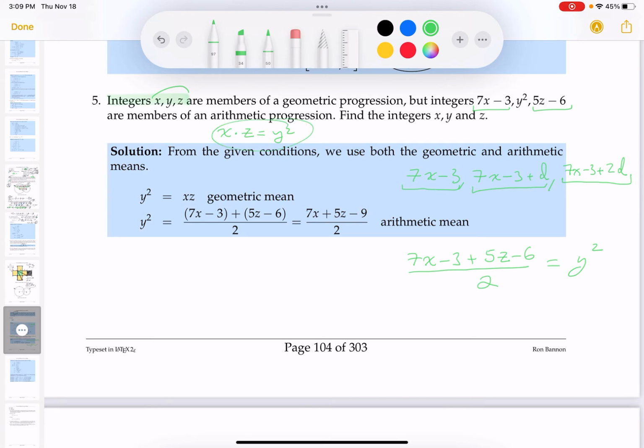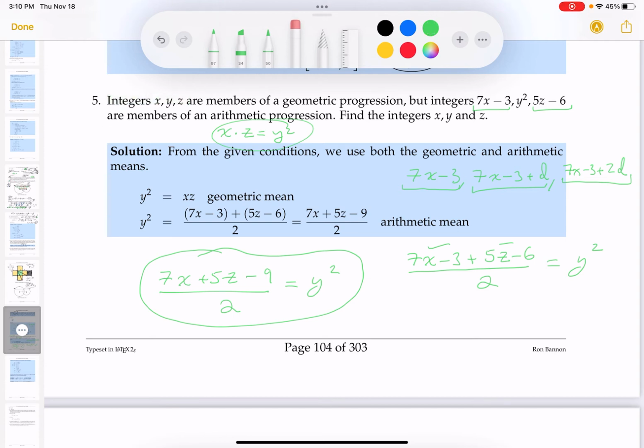Maybe we'll use that later. But you're going to get 7x plus 5z, right? Make sure I'm doing this right. Minus 9 over 2 equals y squared. I've got a lot of things going on over here, but I've got kind of two things. So I'm going to get my eraser out. I don't think I need this underlined, or to write this down anymore. I've got them written down for you. I don't need that circled anymore either.